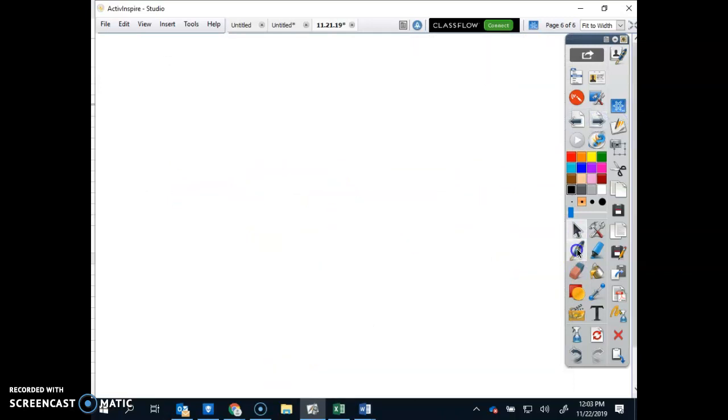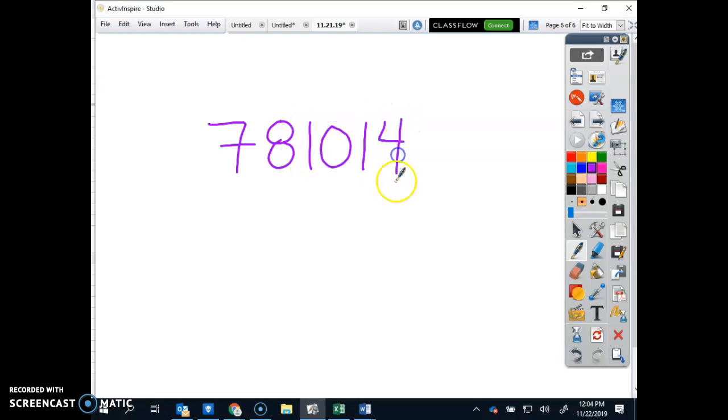The code that you will use today is 781014. That's the code you're using today for quizzes. It's the code that's in the calendar. It's the homework code, okay? And I will put that grade in as soon as I get back.